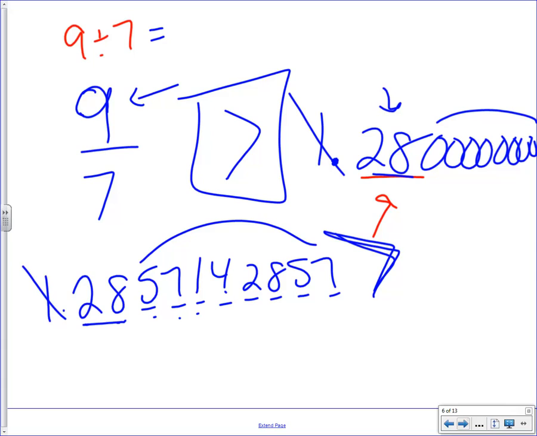So what I would say is put them both in the same format and then compare. So put them both in decimal form for you to be able to see which one's bigger.